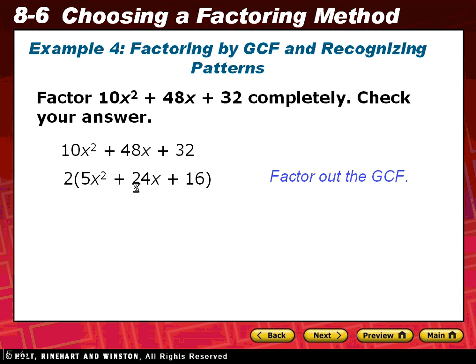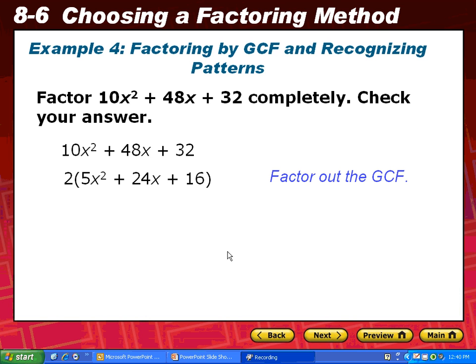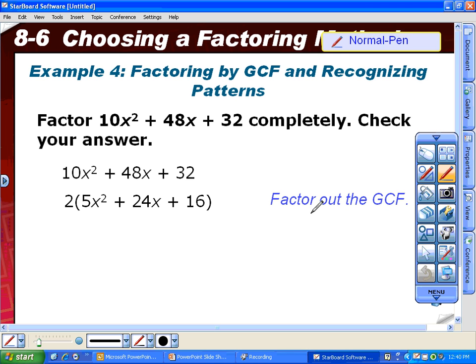Well, I can take a 2 out. So I'll do that. If we take a 2 out, what remains is 5x squared plus 24x plus 16. Okay? That's a trinomial. All right? Let me see if it's a perfect square trinomial.